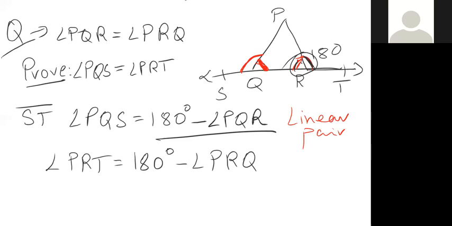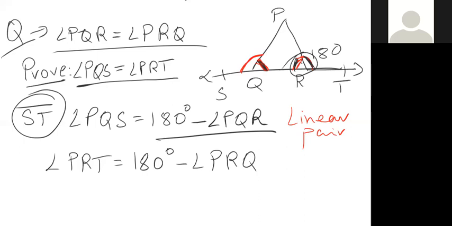Right? So what have we discussed right now? We discussed that they've given us that these two red angles, PQR and PRT, are equal, and we have to prove that angle PQS is equal to angle PRT. If ST is a straight line, since it is a linear pair, angle PQS will be equal to 180 degrees minus PQR, and in the same way angle PRT will be equal to 180 minus PRQ, since they're a linear pair.